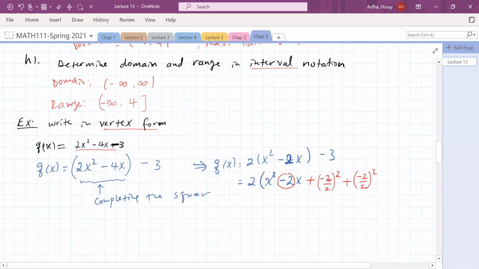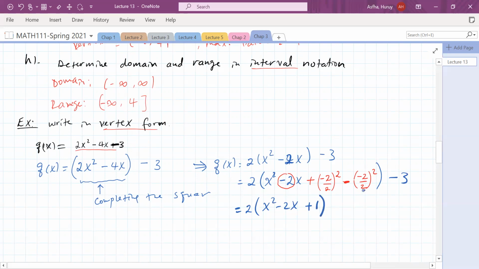Sorry, 1 has to be negative. This is minus. All right, so we close the parentheses and we have our minus 3. Continuing, I have 2 times (x squared minus 2x). This is negative 1, and negative 1 squared is positive 1, so plus 1.